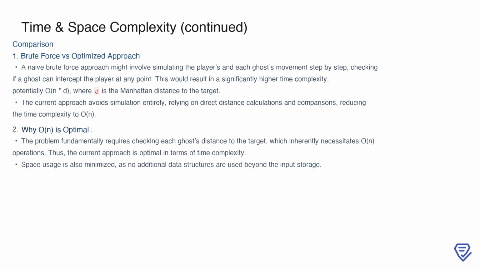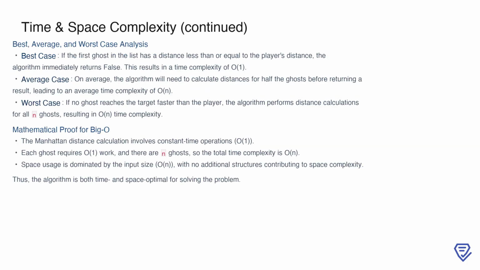Furthermore, this O(n) complexity is optimal because we must check the distance for each ghost, meaning O(n) operations are unavoidable. The space usage is also minimized, as we only store the input and a few auxiliary variables, making this approach efficient both in time and space. Breaking down the performance further, let's consider the best, average, and worst cases for this algorithm. In the best case, if the first ghost in the list has a distance to the target that is less than or equal to the player's distance, the algorithm can immediately return false after a single check.